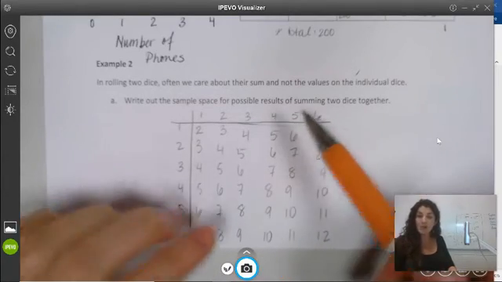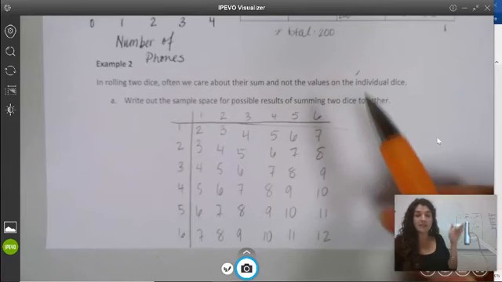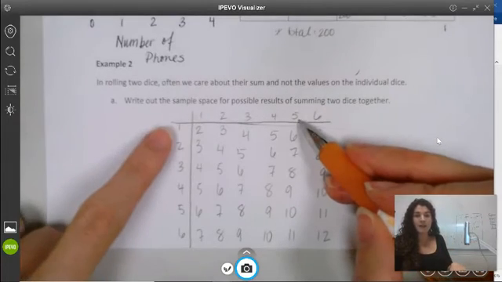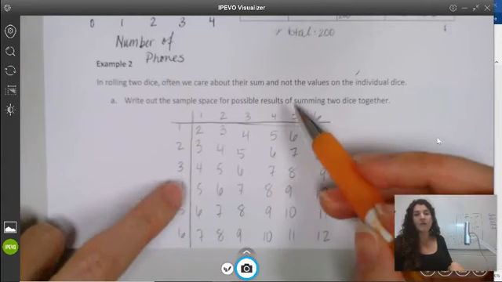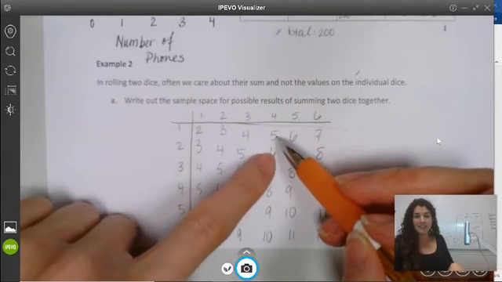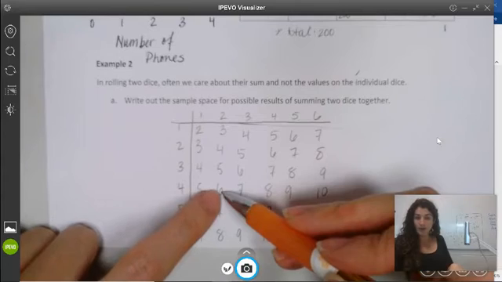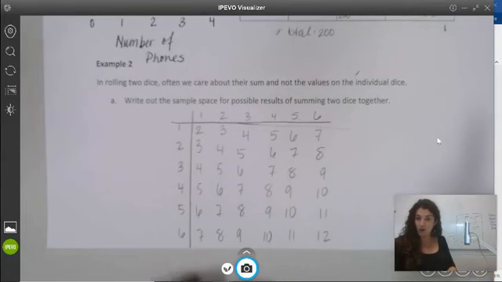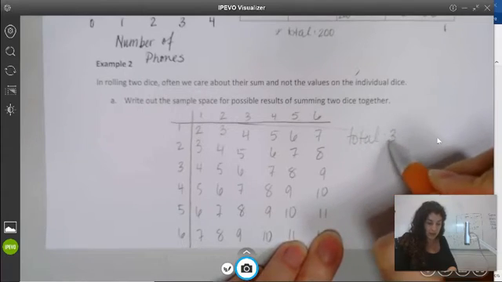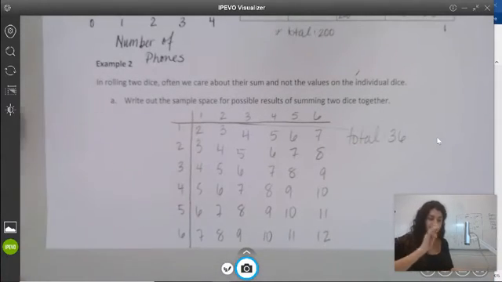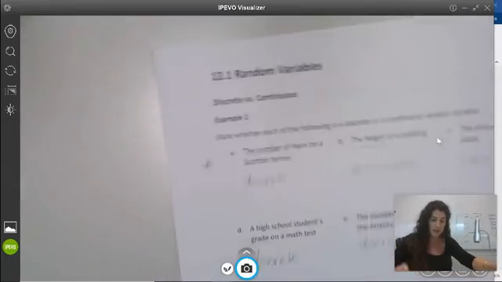And while 6 shows up multiple times, we're still talking about 36 separate events. A 5 and then a 2 is different than a 2 and then a 5, and a 4 and a 2 is different than a 2 and then a 4. So representing them as all different occurrences is important. We have a total of 36 occurrences. So we're using this for the next page.